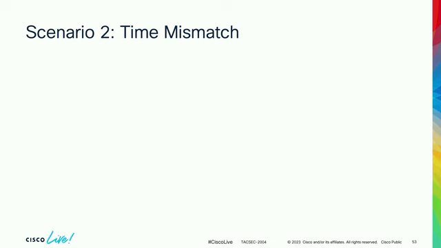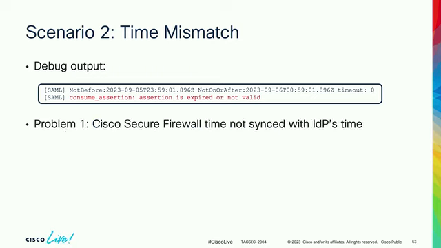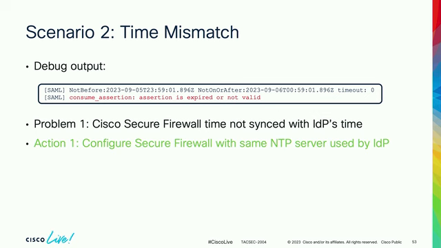So we're having issues and we enable the debug output. We get the following debug output. And the first thing that we'll need to do is focus on this debug output: assertion is expired or not valid. So what this usually means is that there's a time synchronization issue between the Cisco Secure Firewall and the IDP. It is not mandatory to configure an NTP server, but it's a best practice. And a best practice is that this NTP server matches the one that we have configured on the IDP.